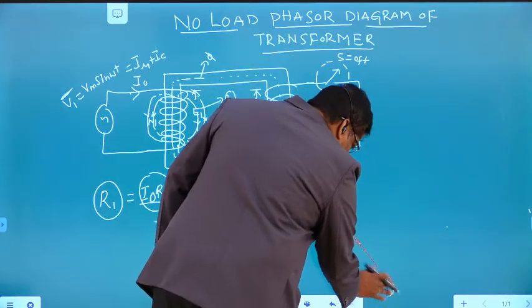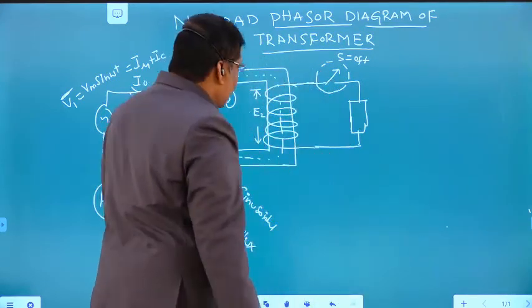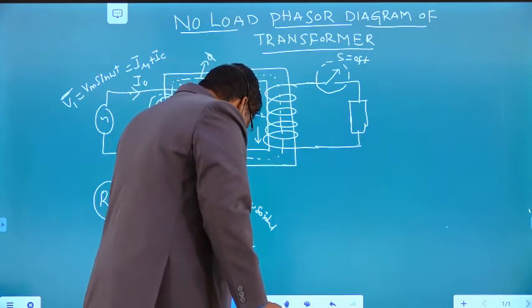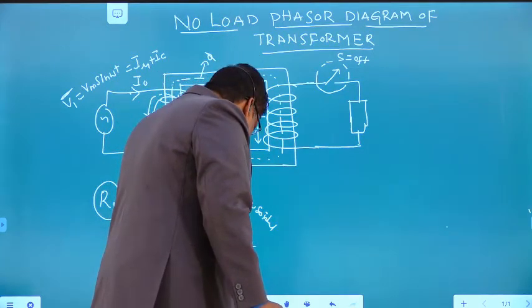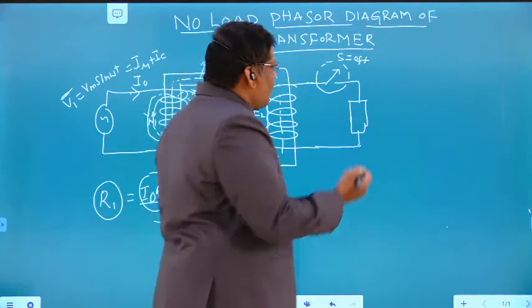Now we are going to draw the phasor diagram of a transformer. This is a practical transformer.